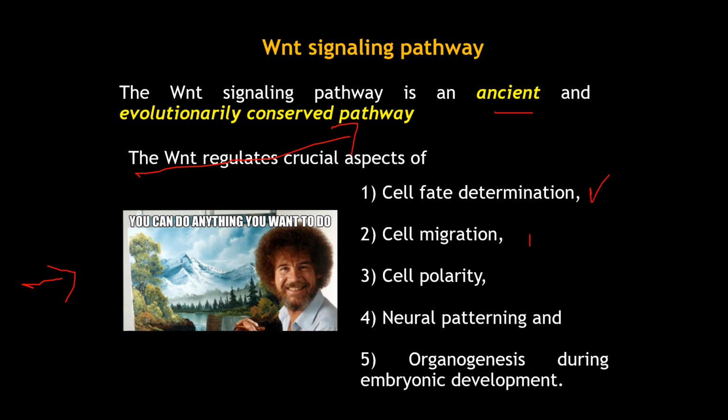In other ones, it's involved in migration, in cell polarity. If you don't have the Wnt pathway, you will have bristles in opposite directions. In neural patterning, in the neural plate, it is important. In organogenesis during embryonic development, it is involved in so many things. So of course, if there is a variation of this pathway, cancer can appear.